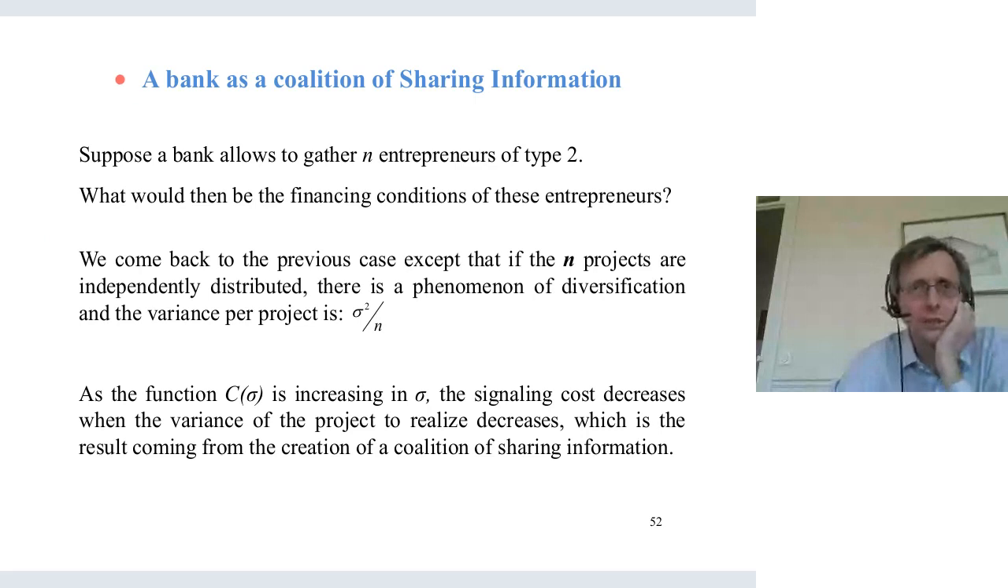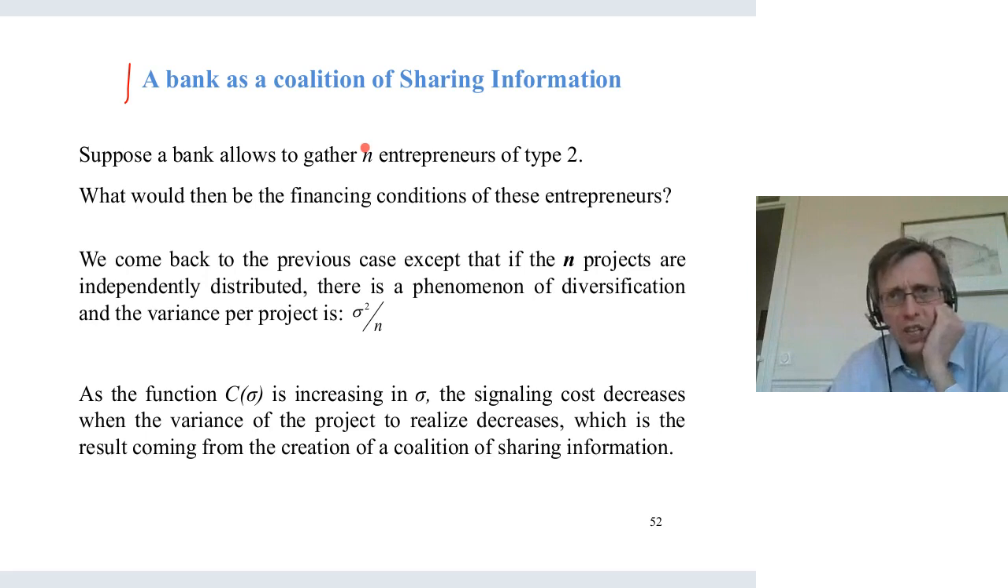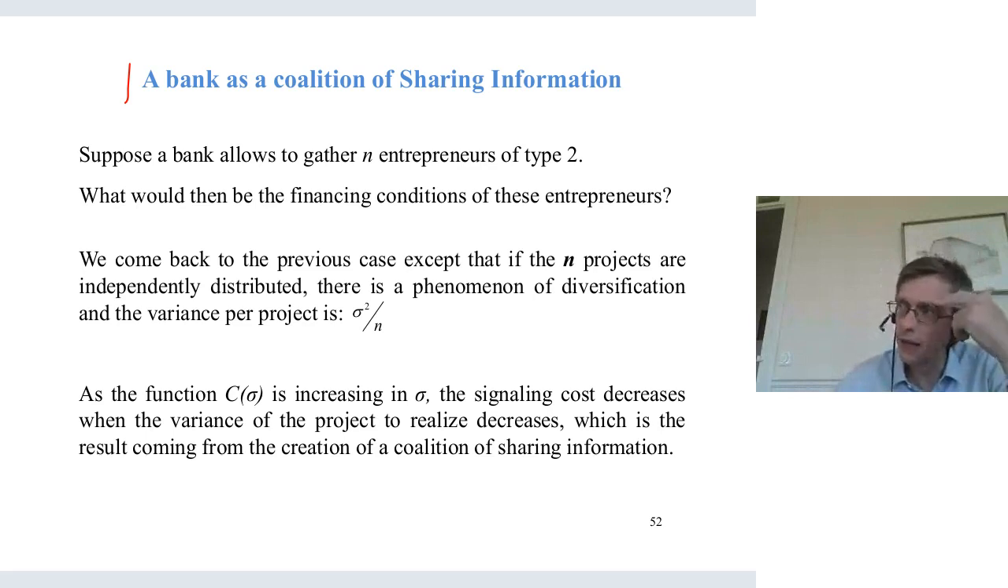Okay, so here we are going to introduce a bank. And the bank is to be understood as a coalition of sharing information. So in other words, a bank knows to some extent the type of the entrepreneur, but not other investors. So to some extent, you can understand a bank as a pool of type 2 entrepreneurs. And they pool together because they are able to recognize that they have the same type, and more precisely type 2.